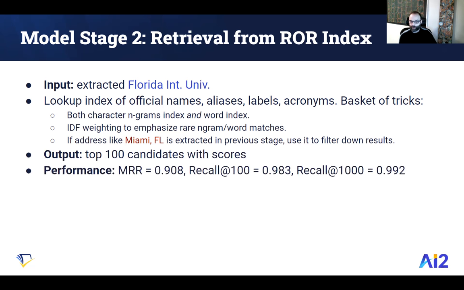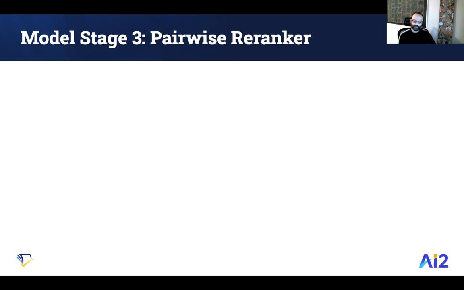And this part of the model has very high recall, which is by design. So 0.983 of the time, you're going to get the correct one somewhere in the top 100, and 0.99 somewhere in the top 1,000. But the mean reciprocal rank is low. So you can't use the top one from this model for the final part.